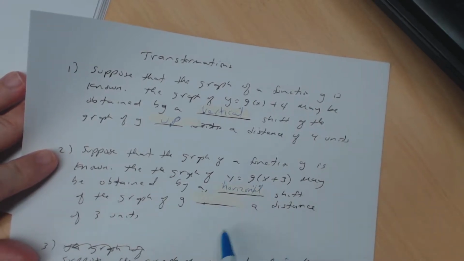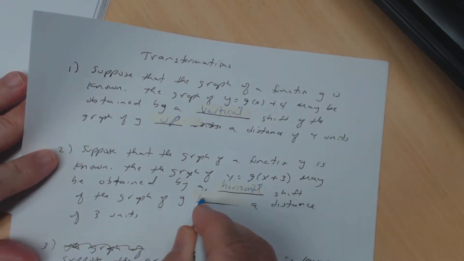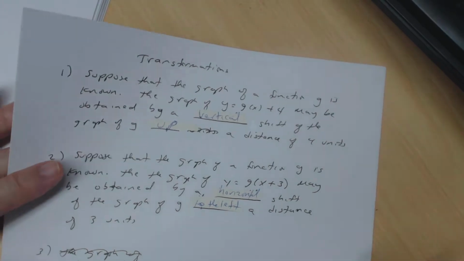And the question is which way? So we know it's 3 units, but which way? It's counterintuitive to what you would think. Even though it says 3, it's not 3 units to the right, it's actually 3 units to the left. So you'd say to the left, a distance of 3 units.